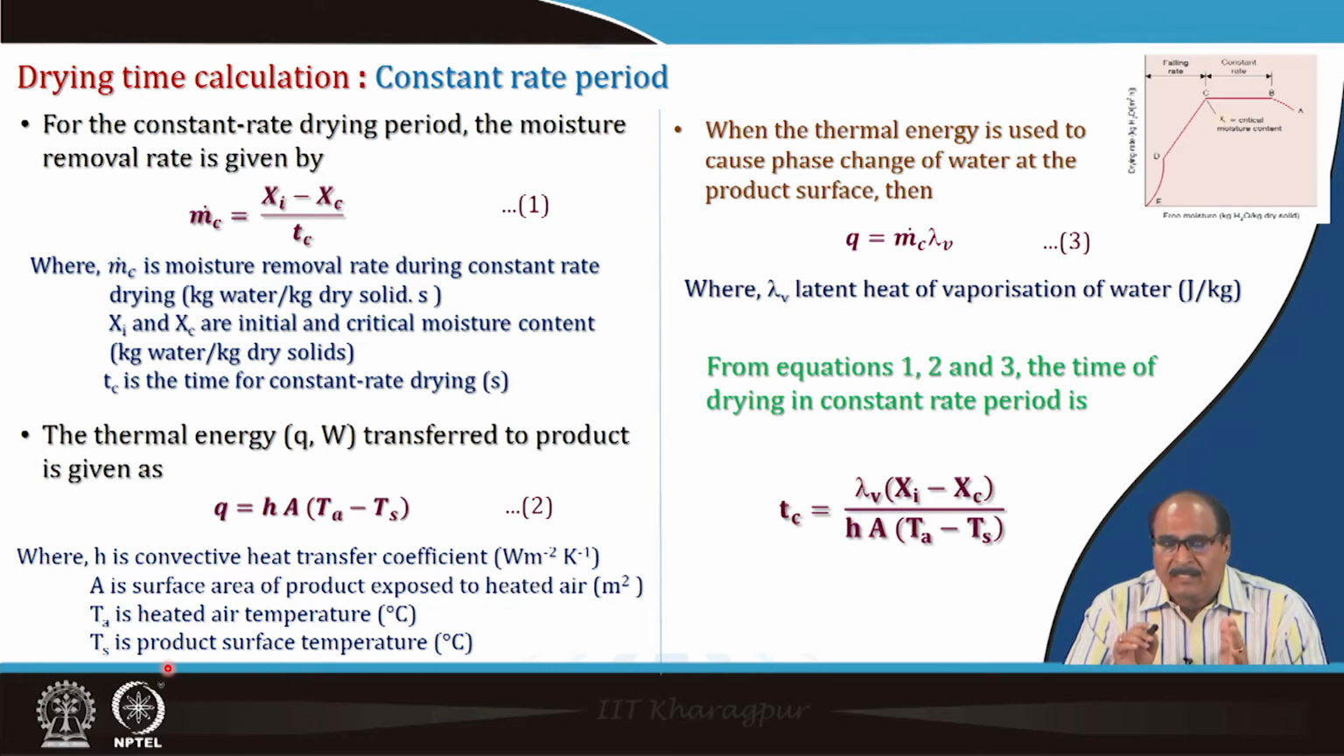When the thermal energy is used to cause a phase change of water at the product surface, then Q becomes Mc times H_v, where H_v is the latent heat of vaporization of the water. So, from these three equations one can calculate the drying time Tc, that is the drying time during the constant drying rate period, Tc = λv (Xi - Xc) / hA(Ta - Ts). This equation is used to calculate the total drying time during the constant rate period.